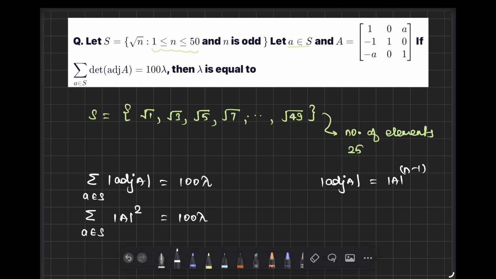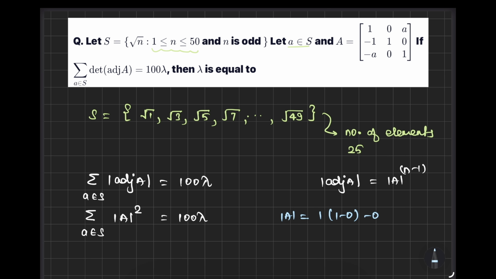Now we need to find out the determinant value. So first try to calculate determinant of A. It is 1 times (1 minus 0), minus 0 times anything, plus A times (0 plus A). So we will be left with 1 plus A square. So determinant of A comes out to be 1 plus A square. So can I write down here, the summation of (1 plus A square) whole square equals 100 lambda.